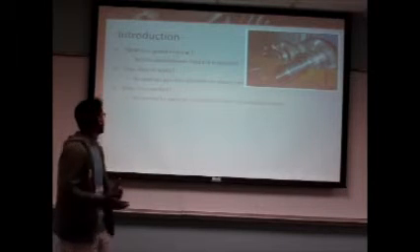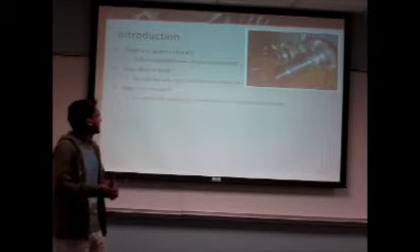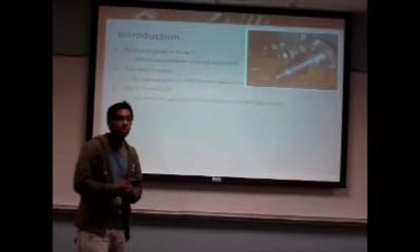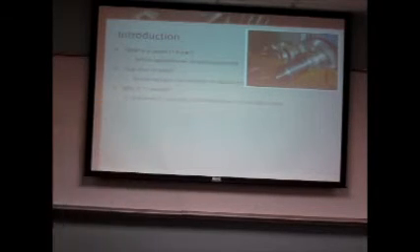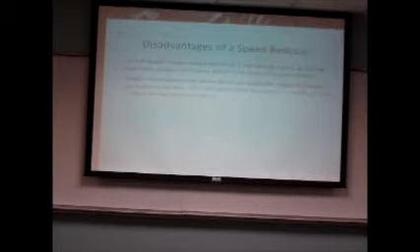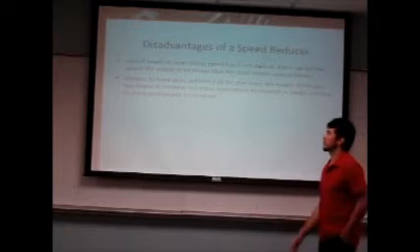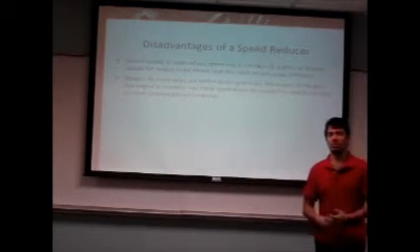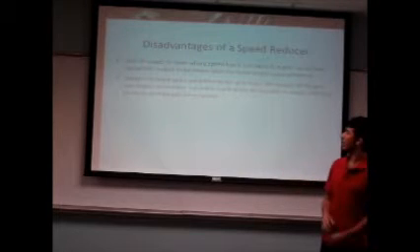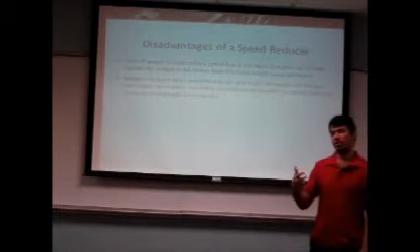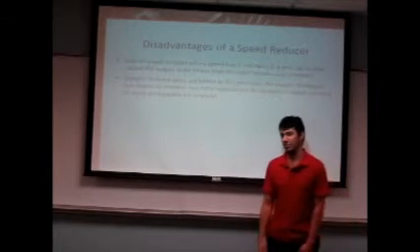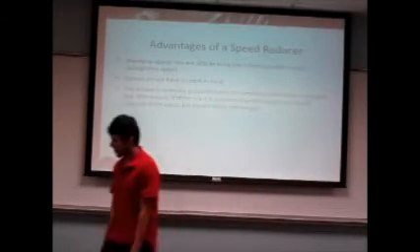So why is it needed? It is needed for an application that needs a lower RPM but higher torque, because torque is inversely proportional to the velocity ratio. Basic disadvantages of the speed reducer are, obviously, the loss of speed, and also the weight issues. When you add in all the gears, it gives you a lot more weight, and that's a disadvantage for most transmission systems.